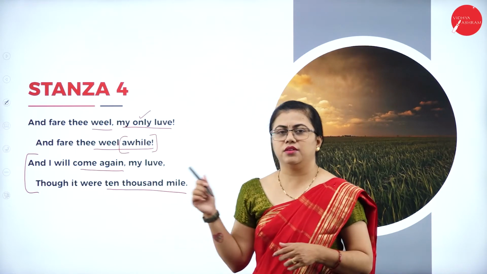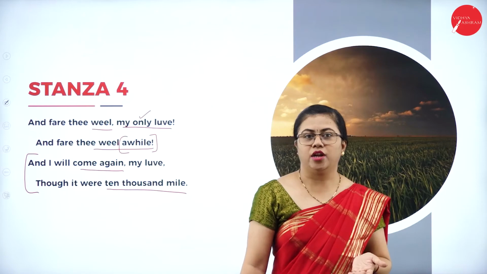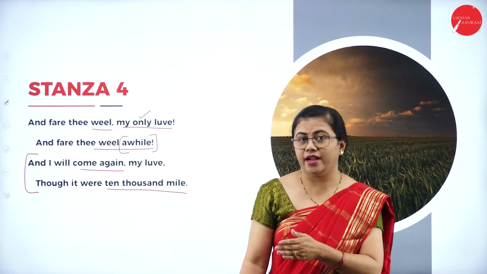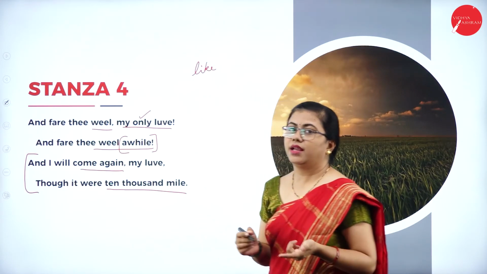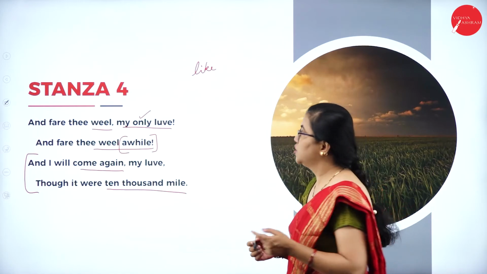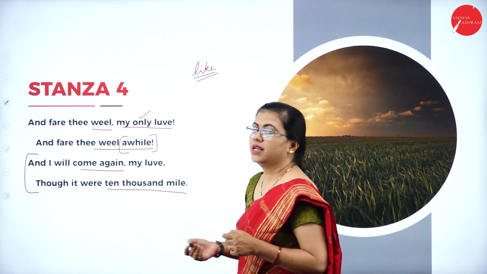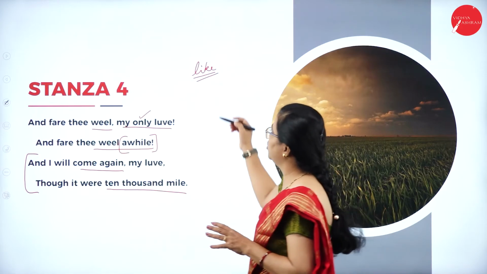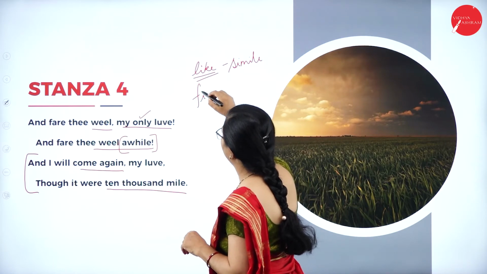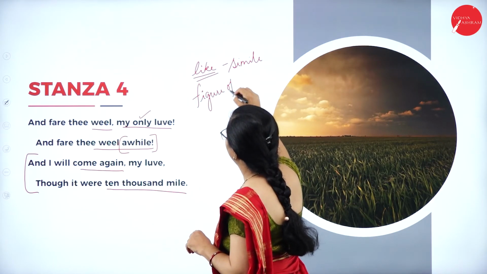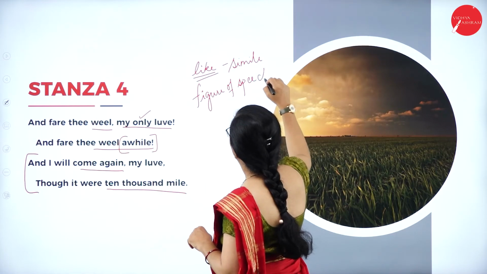So this is what the poet tells in this poem. You could see in the first stanza that there was a comparison, like he compares his love to the red rose. "My love's like a red rose." He uses this word like, and he compares it to the red rose. When you use this word like, the figure of speech used over here is simile.